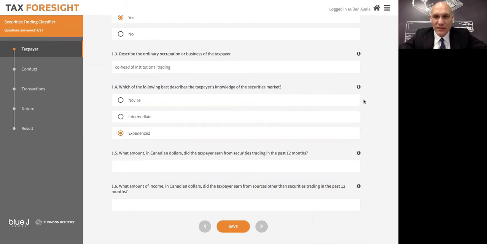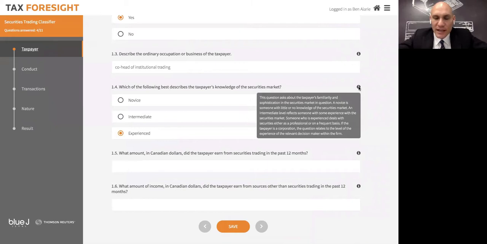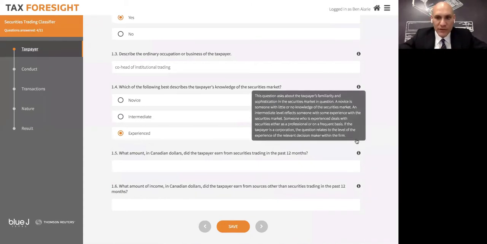Which of the following best describes the taxpayer's knowledge of the securities market? Experienced. So if I have any debate about novice, intermediate, or experienced here, I can just hover over this little i. It's called a tooltip. And the tooltip is going to tell us that here, someone who is experienced deals with securities either as a professional or on a frequent basis. Okay, so yep, good to go there.